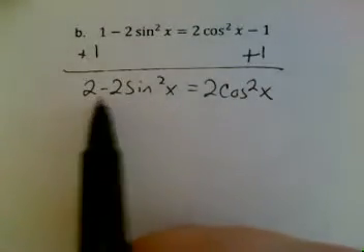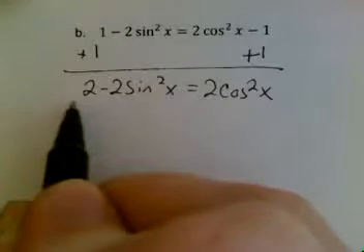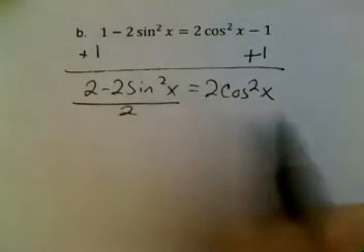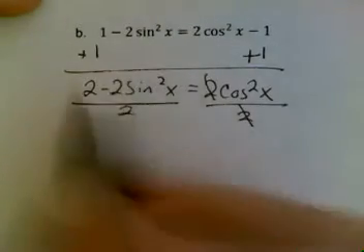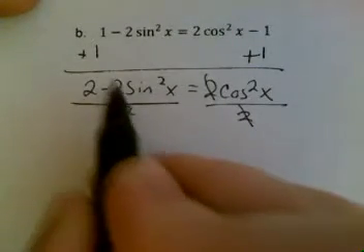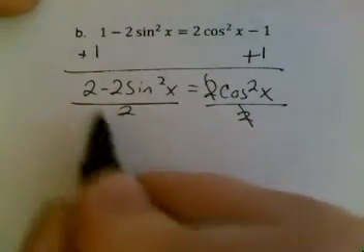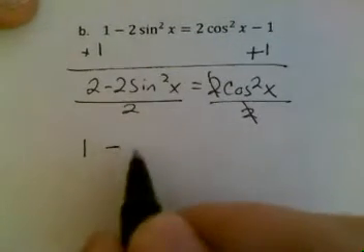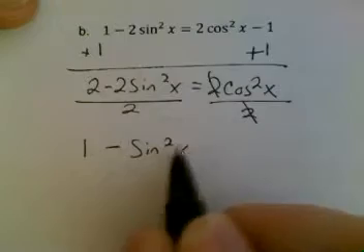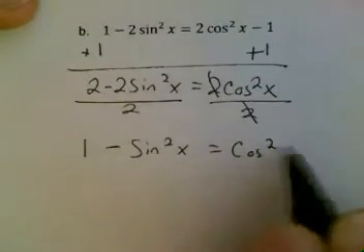Okay, the next thing I'm going to notice is, well, wait a second, can I divide everything in here by 2? I'm going to divide both sides by 2. Doing so will cancel out these 2's, and on this side it'll cancel out the 2 here and the 2 here, because I'll distribute the division to both of these pieces. That will give me 1 minus sine squared x is equal to cosine squared x.